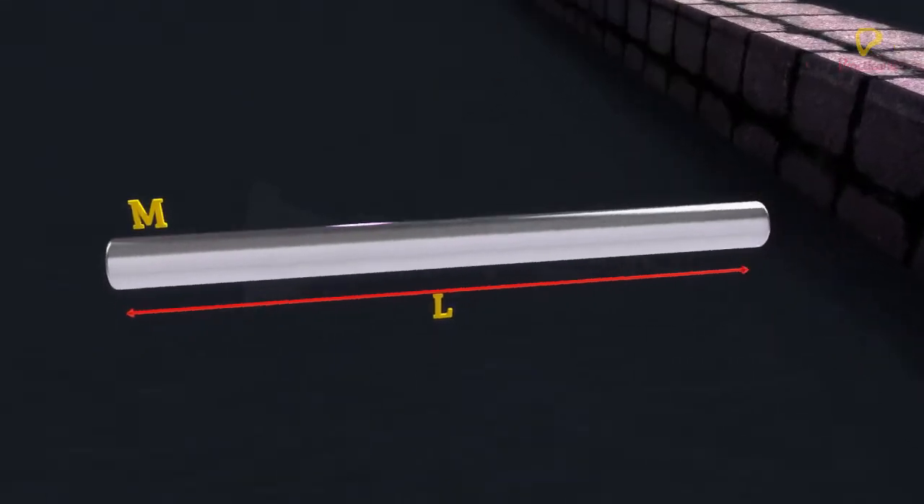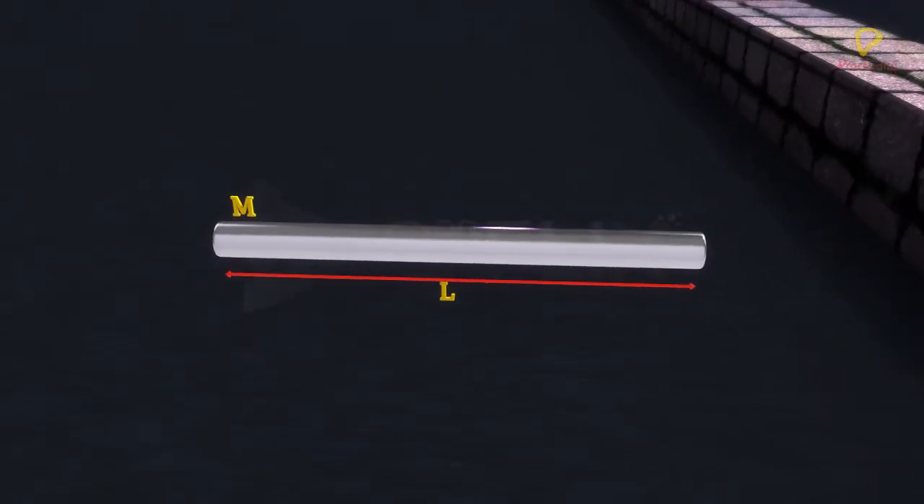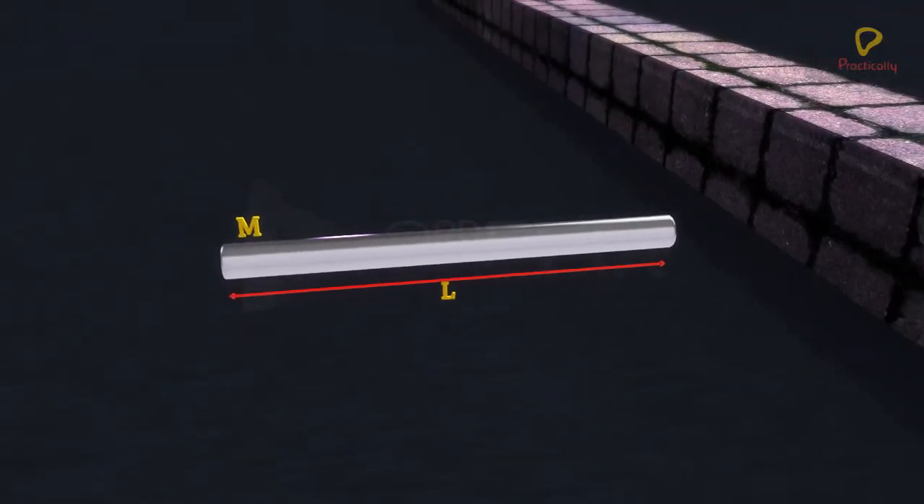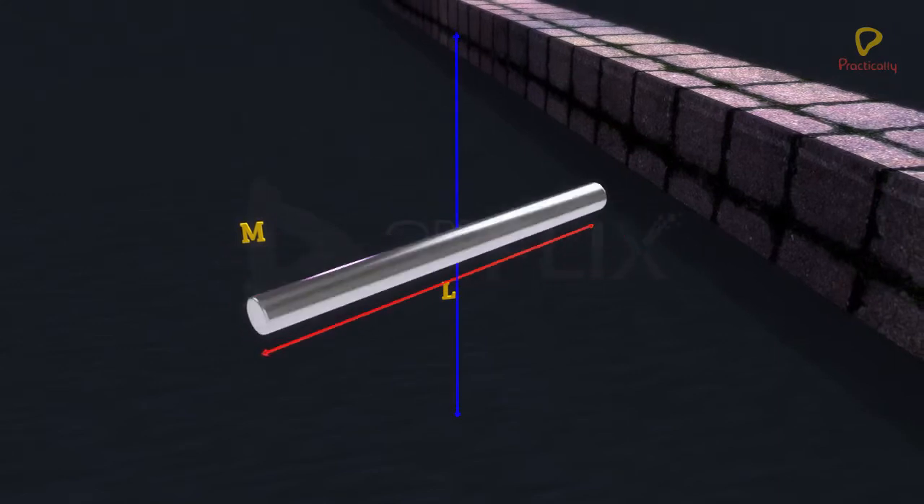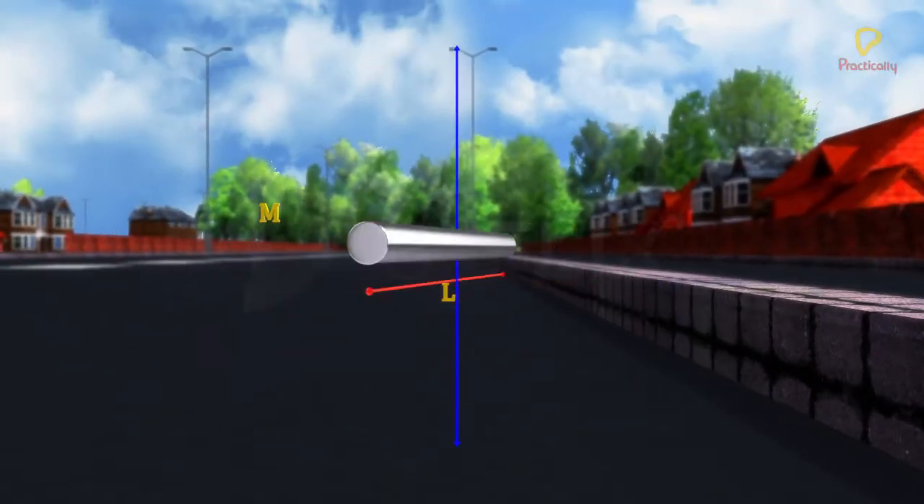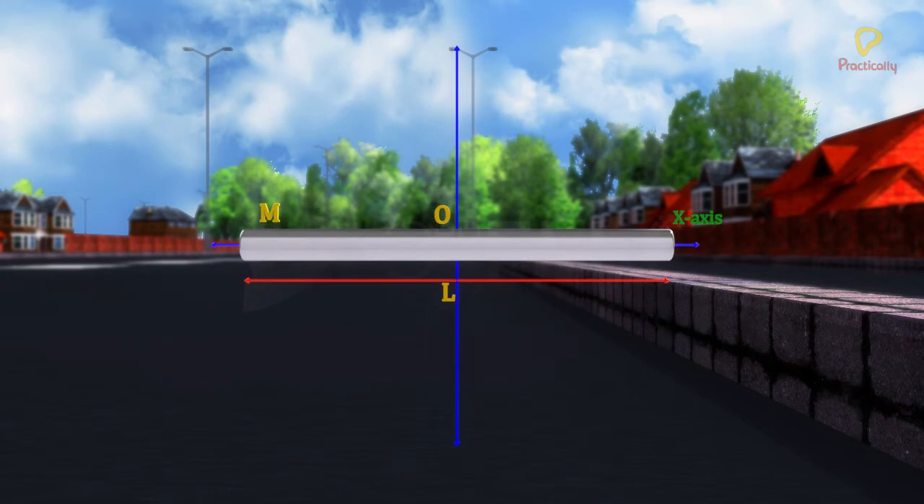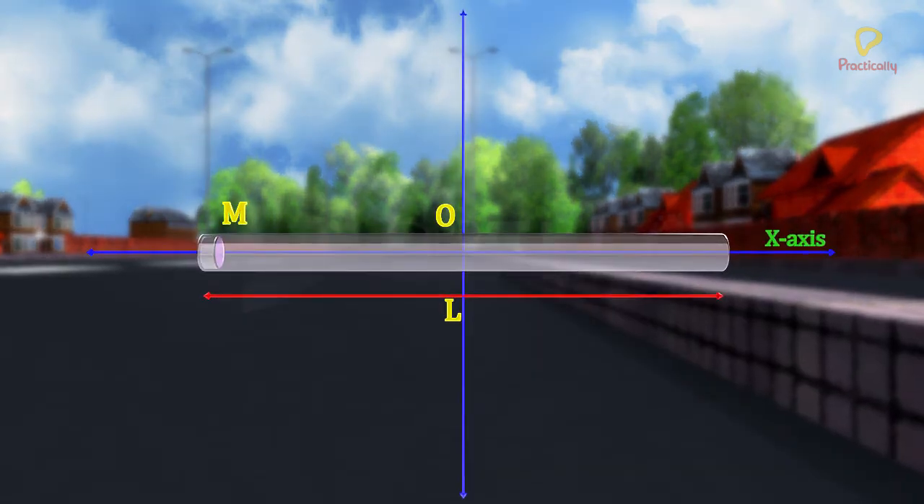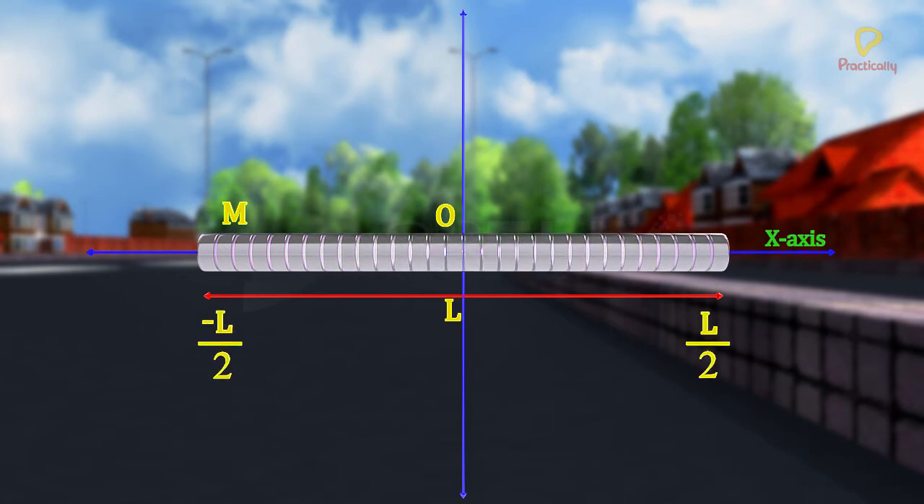Let us find the moment of inertia of the rod about an axis perpendicular to the rod and passing through its center. Consider the center of the rod as the origin and the x-axis lying along the length of the rod. The rod can be considered as a collection of infinitely small elements extending from minus L by 2 to plus L by 2. Consider an element of length dx at position x from the origin.